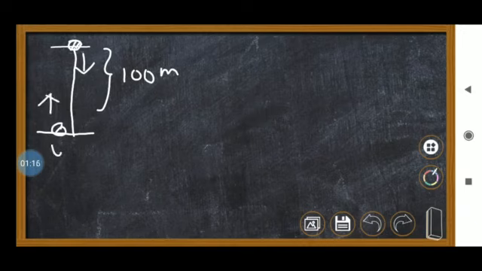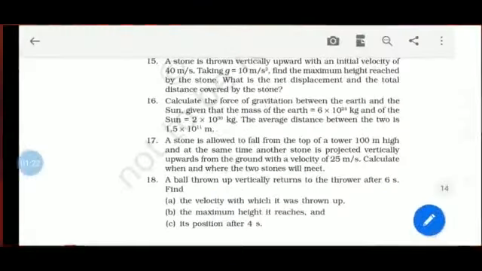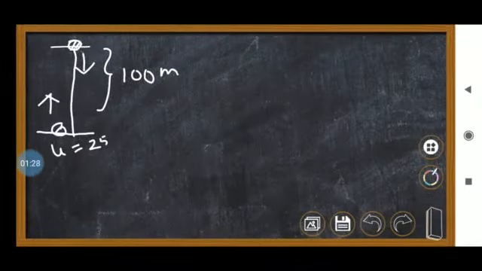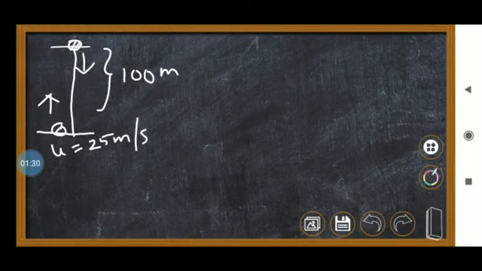So with the initial velocity u equal to, what's the value? u equal to 25 meter per second. Yes, 25 meter per second. Next, when and where will they meet? When means at what time both stones will meet each other, and at what position each stone will meet each other.